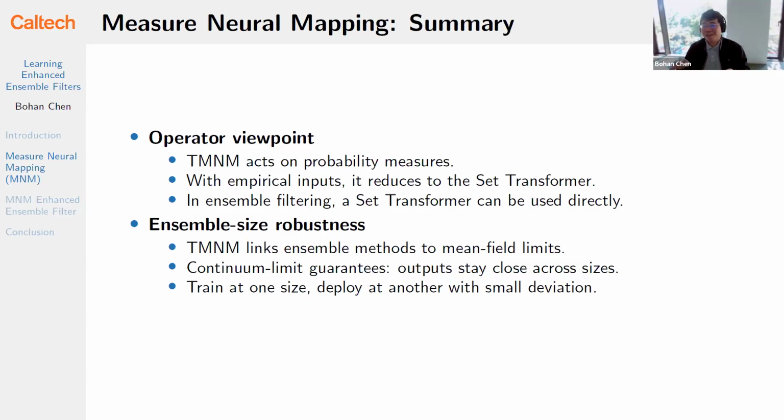So up to here, we have addressed the two major challenges I stated before, that is, the permutation invariance and the varying ensemble sizes. And also we have abundant theoretical guarantees for using this setting.